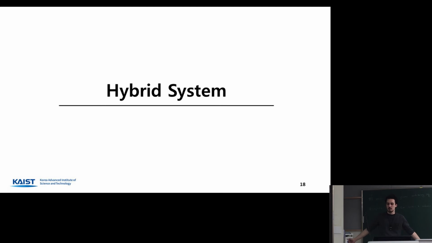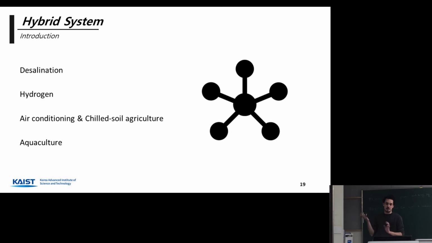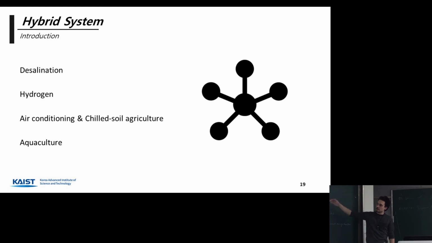Good. One big advantage of OTEC technology is that we can have a hybrid system, which means that apart from electricity, we can also produce other things to make money, to be economic. One of these is desalination. The other is production of hydrogen. The third one is air conditioning and chilled soil agriculture. And the last one is aquaculture.